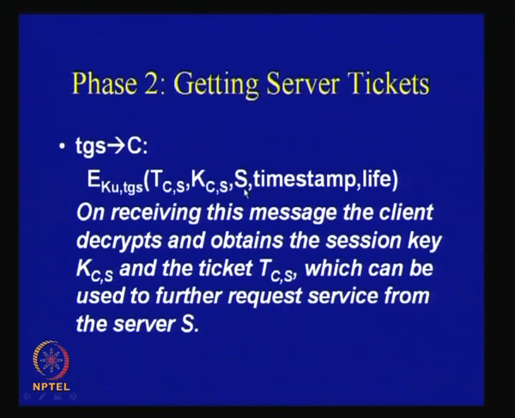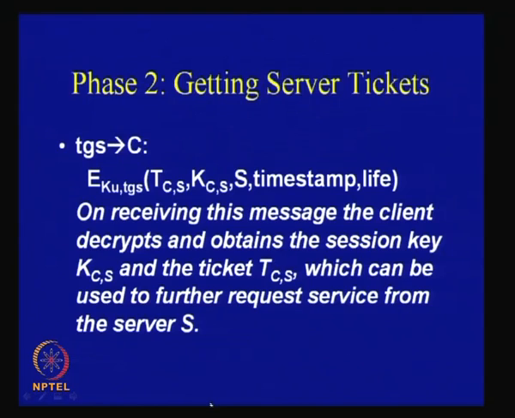So you see that everything has got its importance, right? The ticket has got its importance. Every place where you are using the encryption also has a meaning, right? So on receiving this message, the client will decrypt and obtain the session key KC,S and the corresponding ticket, which is TC,S, which can be used for further requesting service from the server. So immediately when C receives this, it has obtained the session key and also the ticket, right?